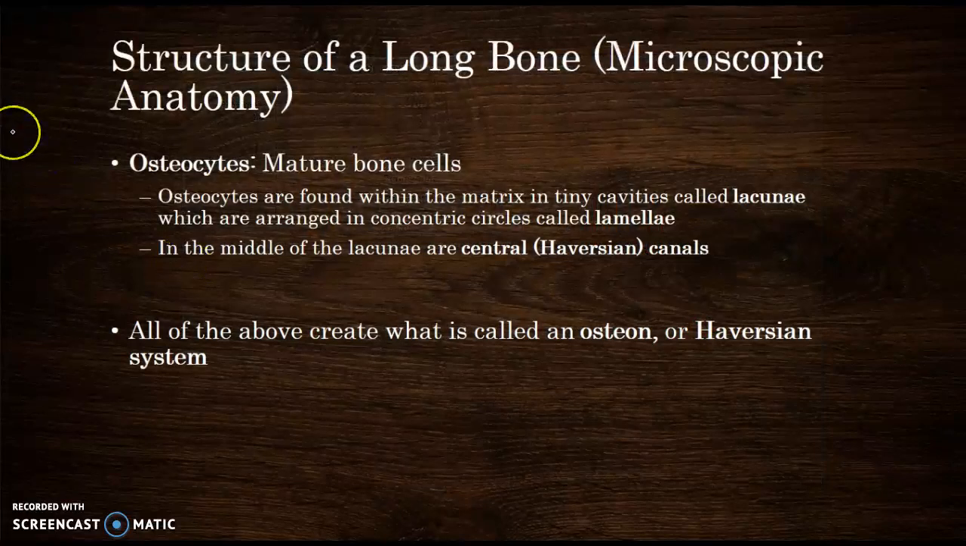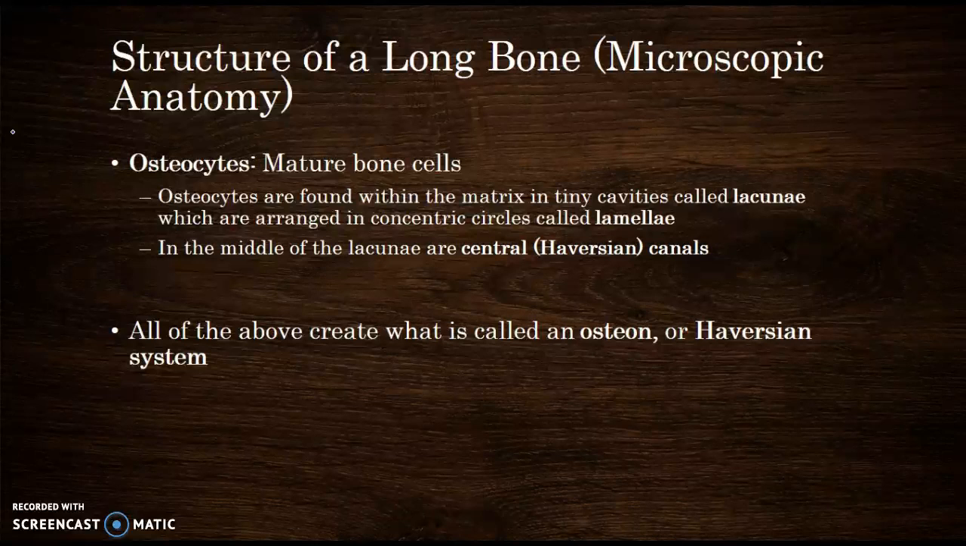Okay, so now we get to talk about the microscopic structure. Osteocytes are mature bone cells. Once your bones have grown and these cells are done building or breaking it down, they house themselves in these little tiny cavities in your bone called lacunae. And these lacunae are arranged in circles called lamellae.